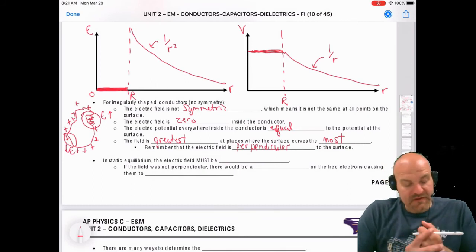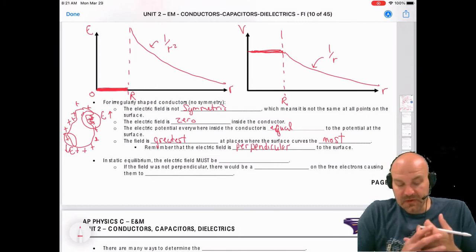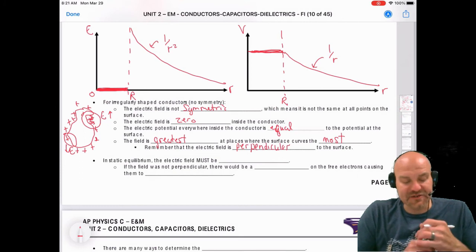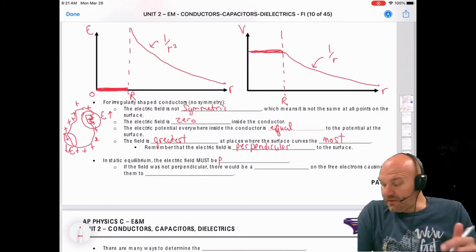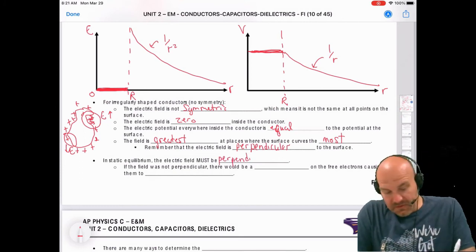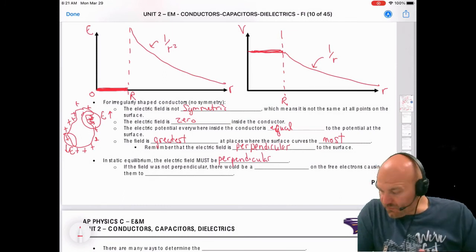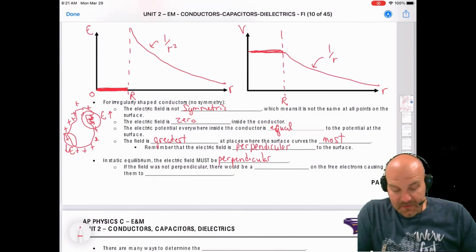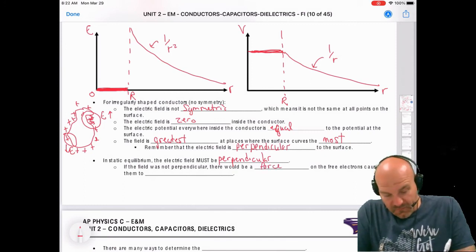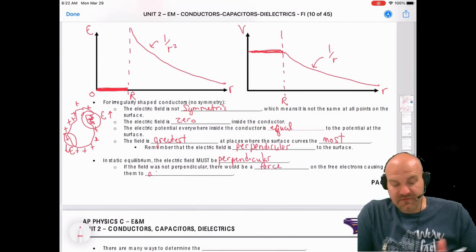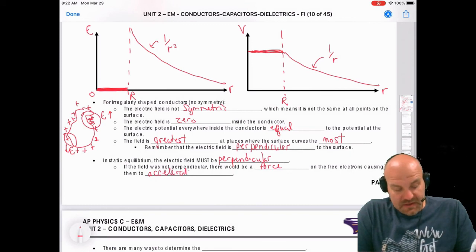Okay. And so remember, in static equilibrium, or I probably should say in electrostatic equilibrium, right? The electric field must be perpendicular. Keep using that word because you have to hold true to that. And if the field was not perpendicular, there would be a force on the free electrons causing them to accelerate.